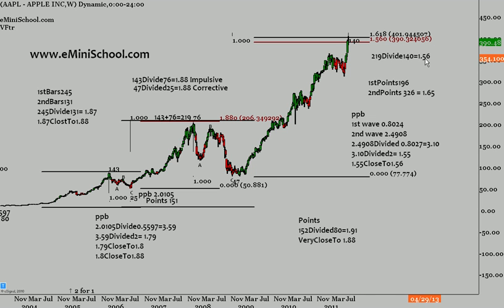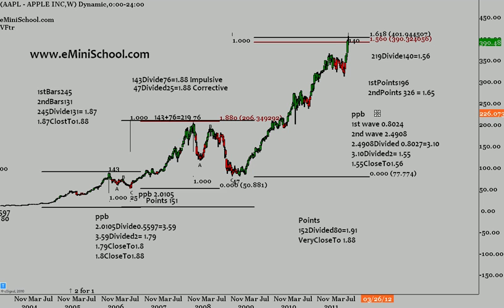This number is just like the 1.88. So we put that in, 1.56, relevance here. There's also a cluster at the 1.618. Just that right there would say, based off of this symmetry, this is a top, relative to Apple making another correction like this from this high down.